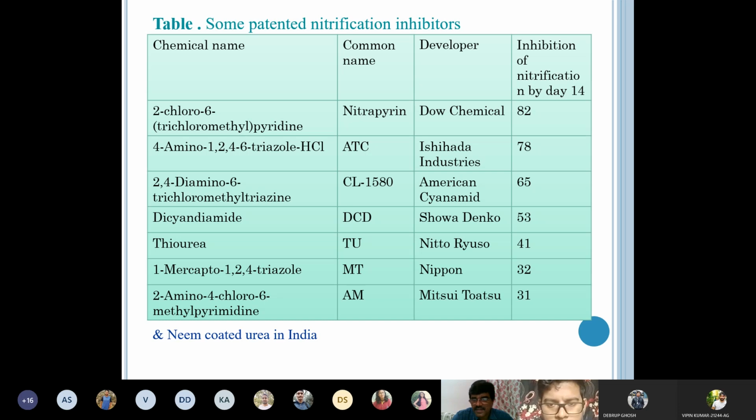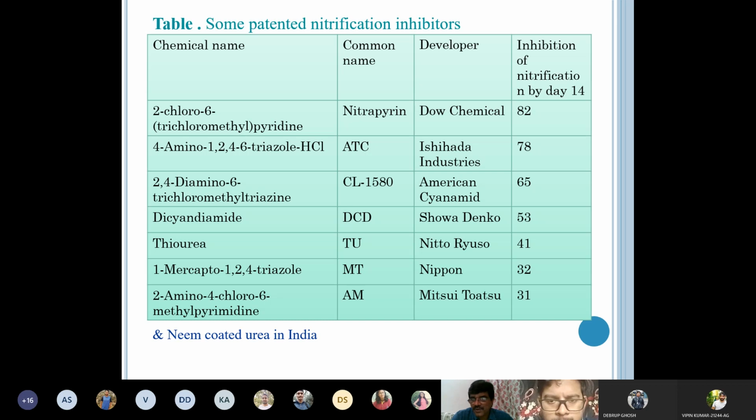So they are all synthetic nitrification inhibitors developed by developed countries like the US, Germany, Japan. They have developed these things, and they are being used by them in their lawns and perennial crops. For example, the first one is nitrapyrin. Nitrapyrin was the first nitrification inhibitor, developed by Dow Chemical from America, USA.